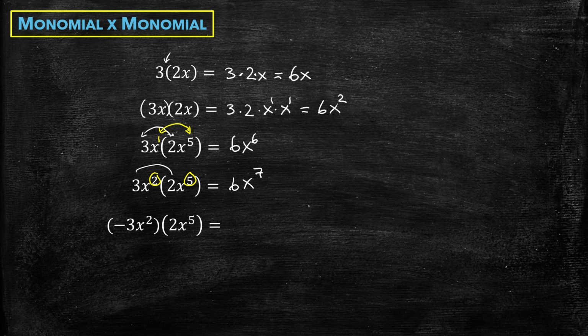And now, if we have a negative out there, we don't need the parentheses, but I'm going to put it just to help us a little bit. Negative 3 times 2 is negative 6. X squared times x to the 5th is x to the 7th. So if we could sort of formalize this and think about what's going on here. If we have two monomials multiplied together, we realize that we can just take the coefficients, a times b, and multiply them, and then add the exponents to get the new power of x.